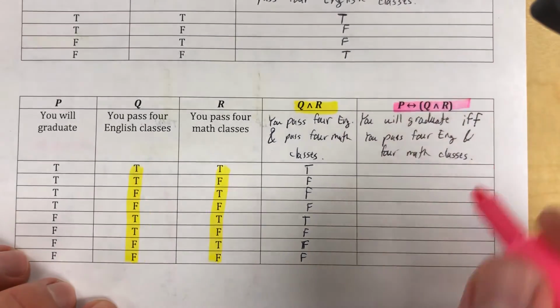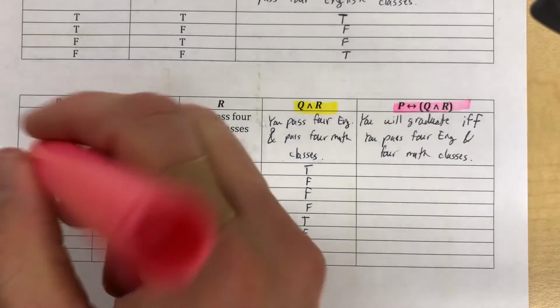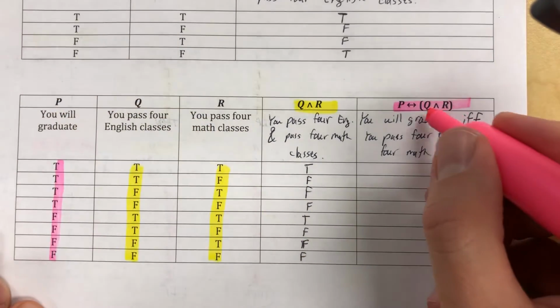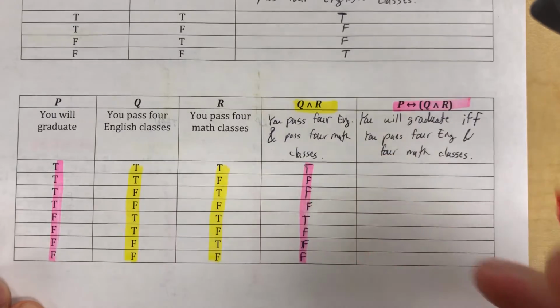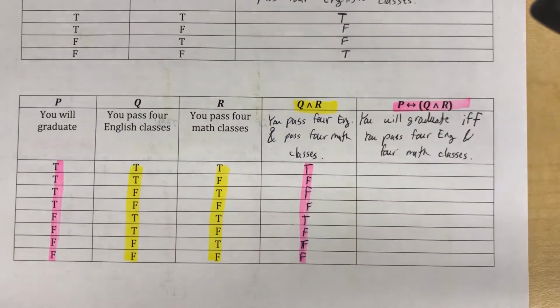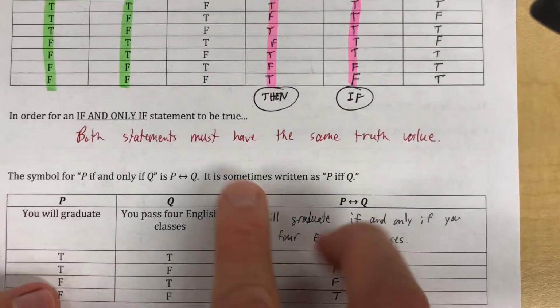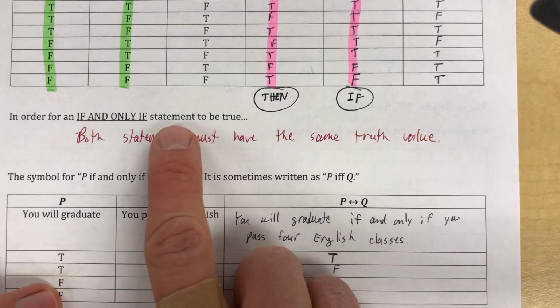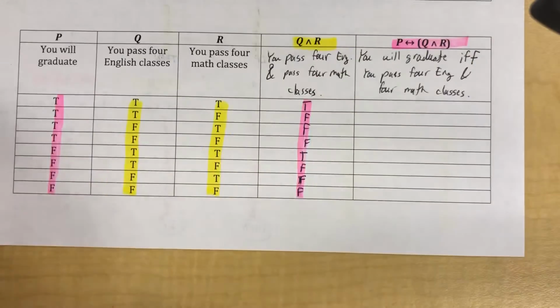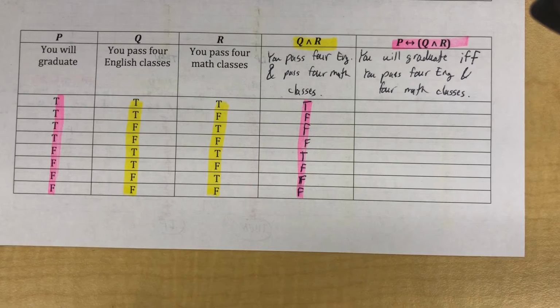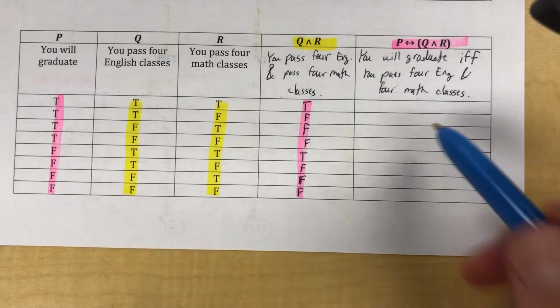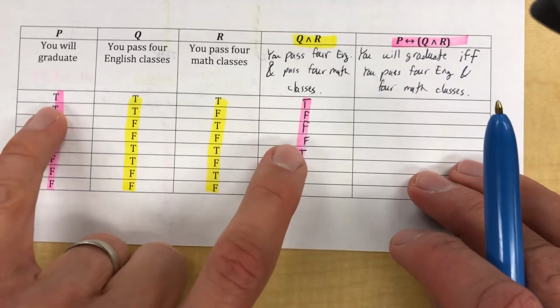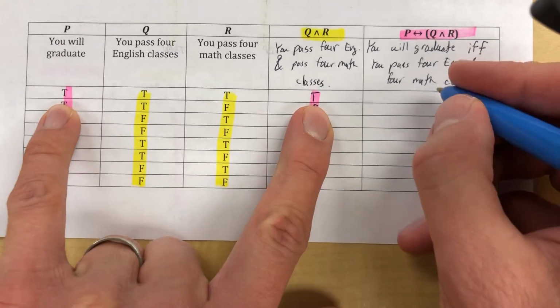All right. P, Q, and R. Okay, this is if and only if. I am looking for both statements to have the same truth value in order for the if and only if to be true. So here goes. I'm looking for two truths or two falses. If I see the same thing, I put true. I graduated, I passed 4 English, and I passed 4 math.